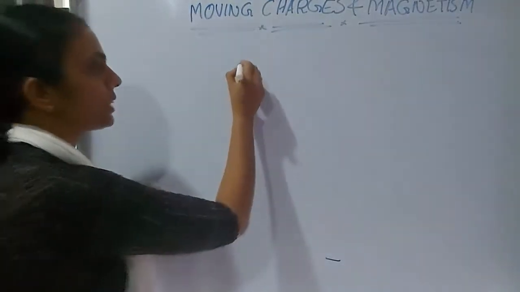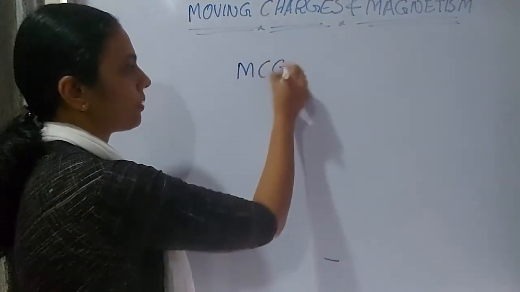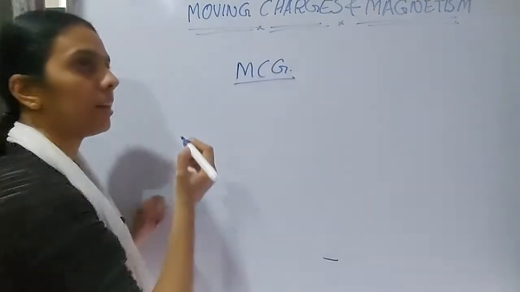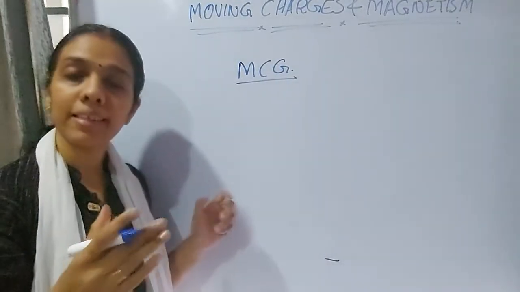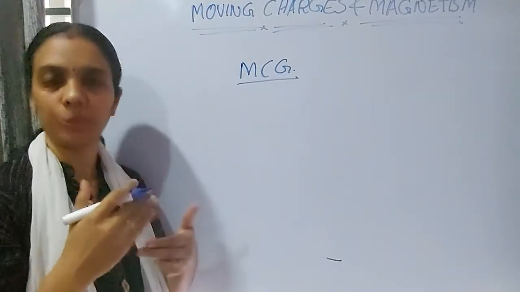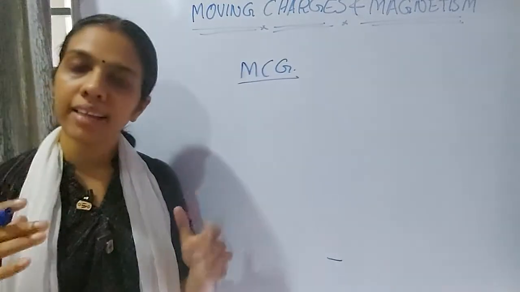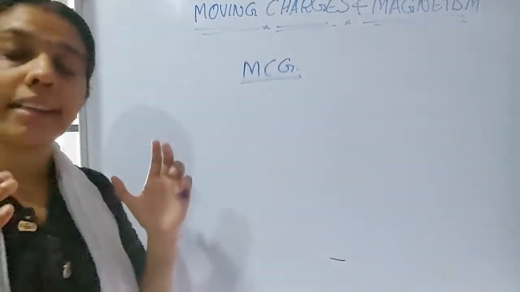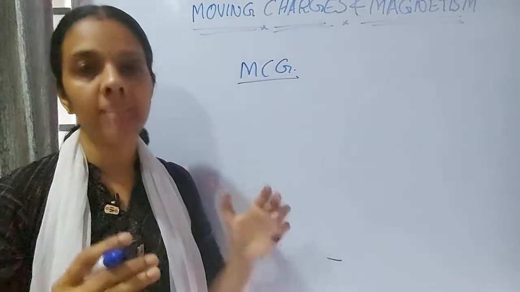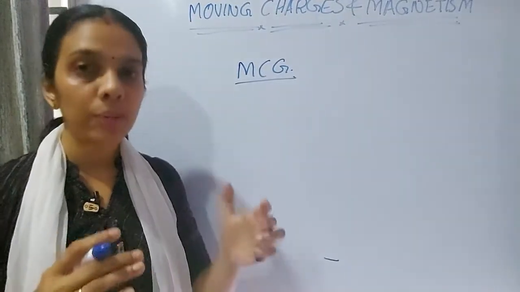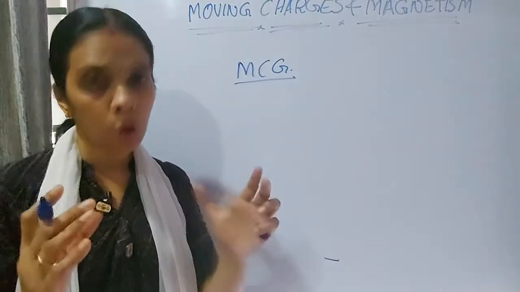In today's topic, we are continuing with our moving charges and magnetism chapter, last portion, which is the moving coil galvanometer. The theory is based on the previous video. That is, a current carrying conductor or current carrying coil present in a magnetic field will experience a torque.